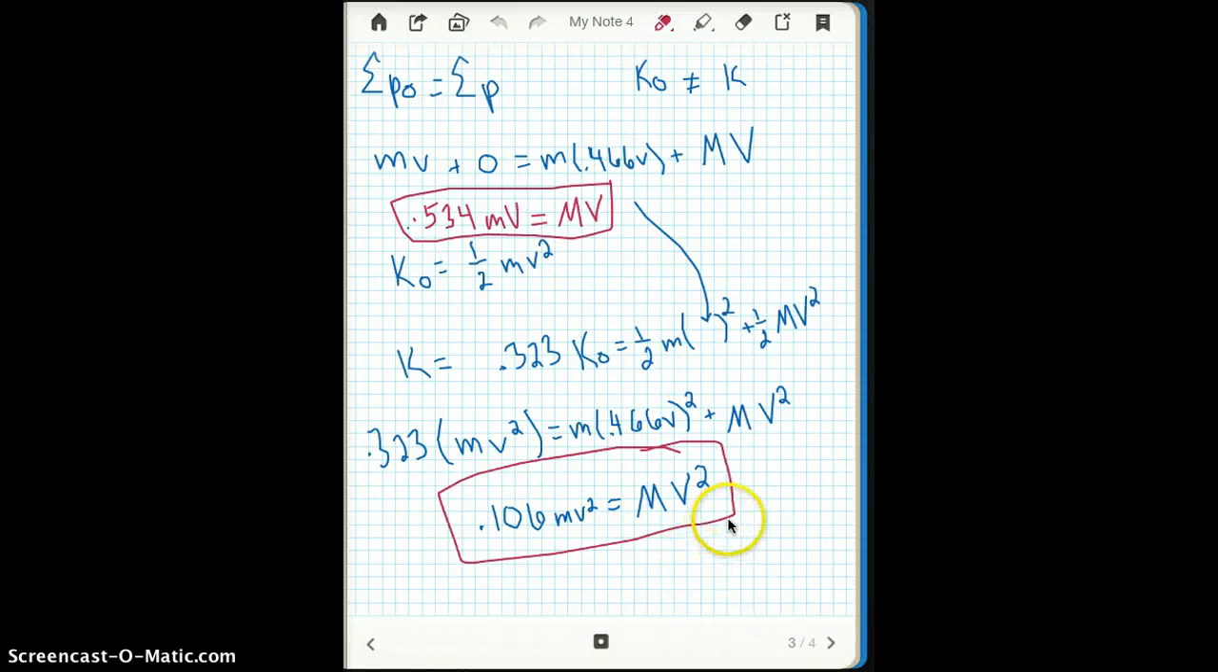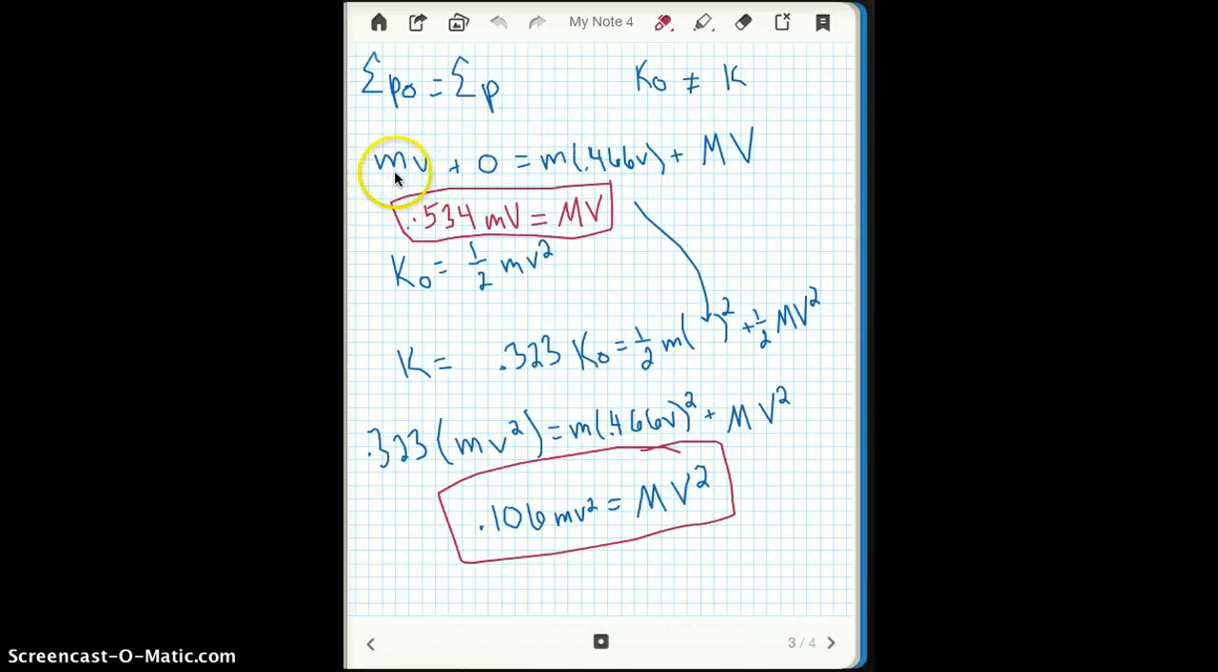Okay, so this is similar to the rhino problem, except that this is inelastic, which means we're not going to have conservation of kinetic energy. But we will start with a conservation of momentum. This is, again, mostly difficult because of the algebra.